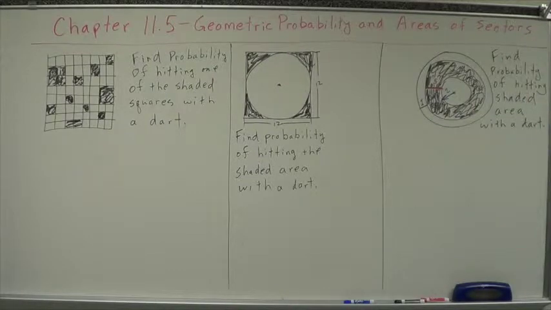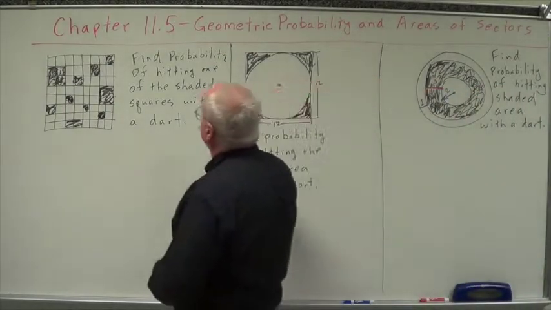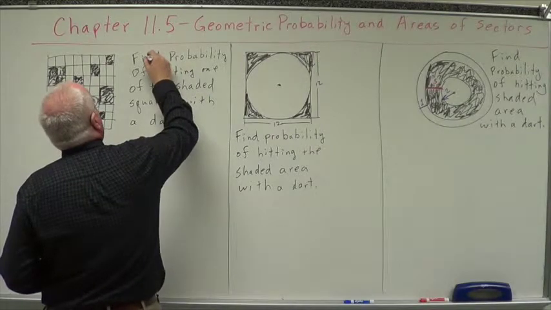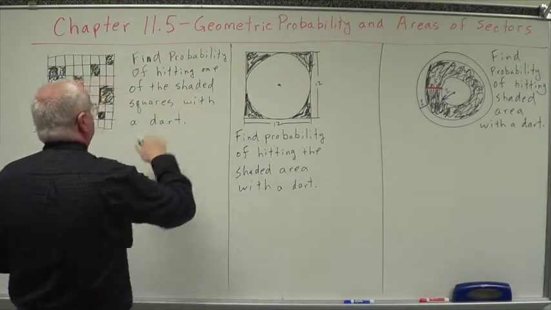Okay, here's three more problems. Let's look at them pretty quick. And all of these are basically the same. We're going to find the probability of hitting one of the shaded squares with a dart.